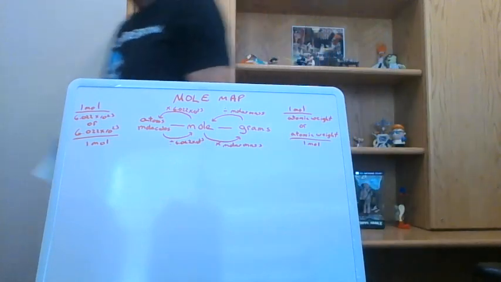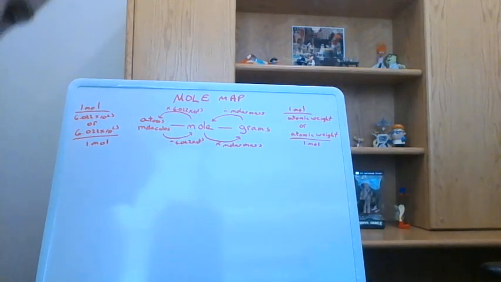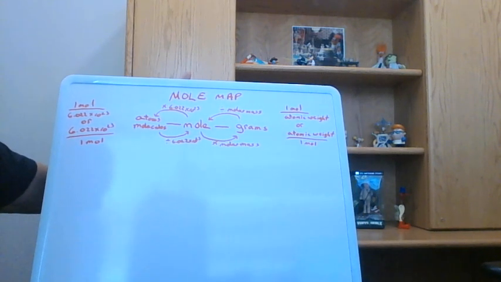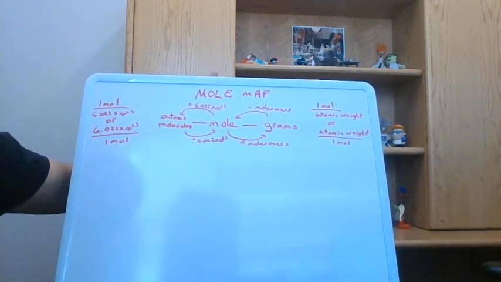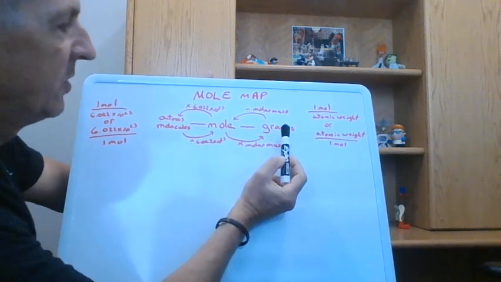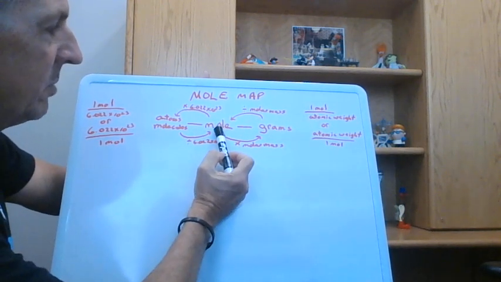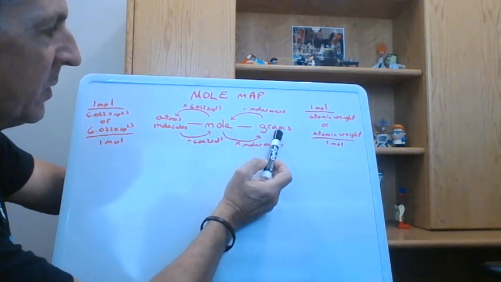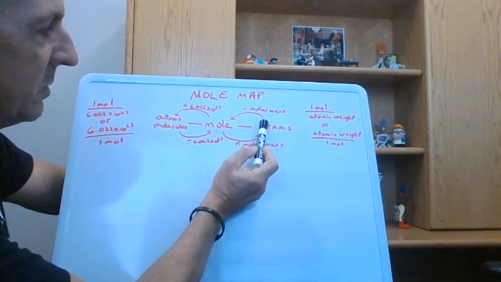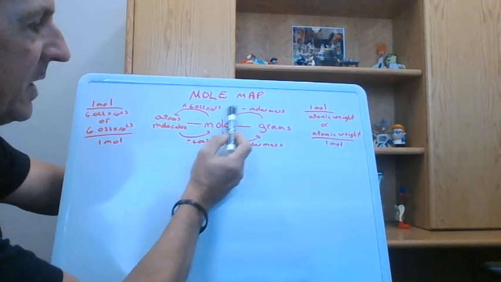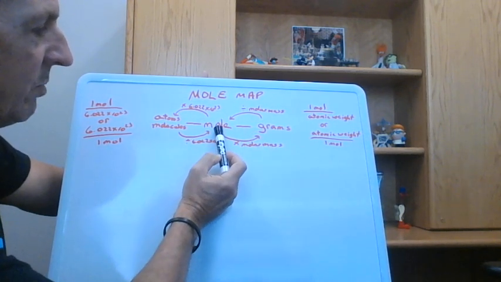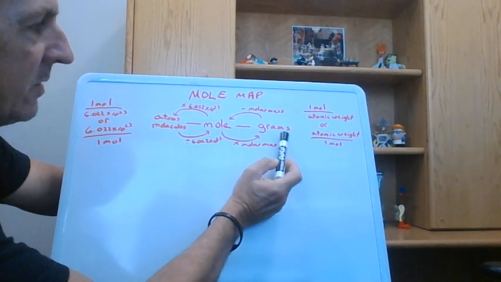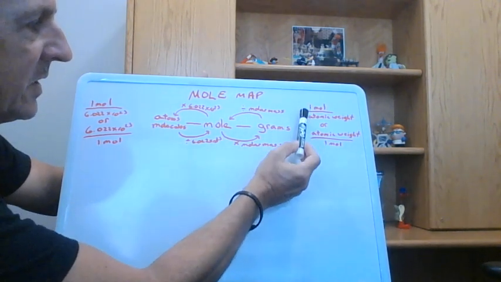The mole map should be on the sheets I've given you in class. This mole map shows us the pathway we would go through to do any of these conversions. So if we have grams of something, to go from grams to moles, we would divide by the molar mass. If we have moles and we want to go to grams, then we're multiplying by the molar mass. So these are the conversion factors.